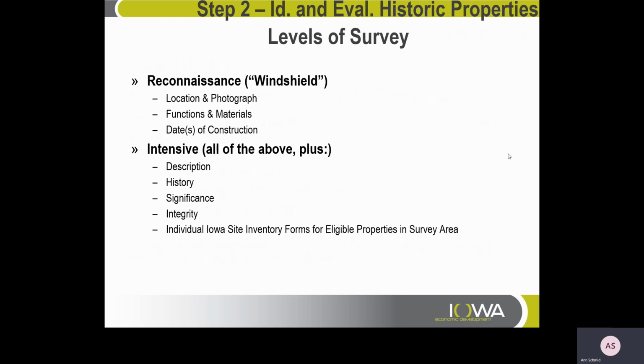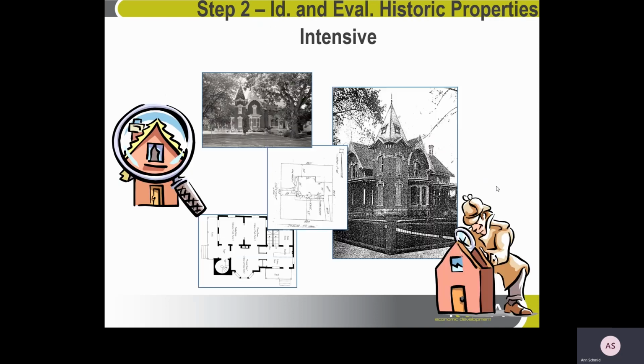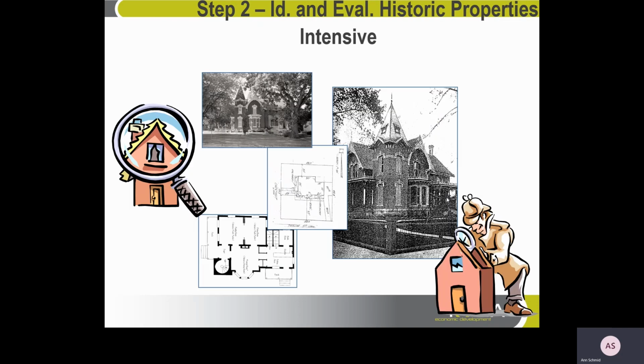For historic properties, there are two levels of district surveys. One is a reconnaissance, as I mentioned, a windshield. The other is intensive. It includes all of the general information, but then also a higher level of description, history, significance, and integrity of the resources within the survey area. So again, intensive would look at the individual properties. The reconnaissance would just give a windshield view.